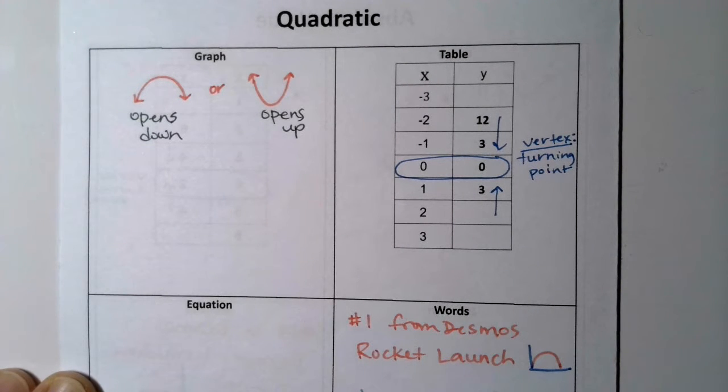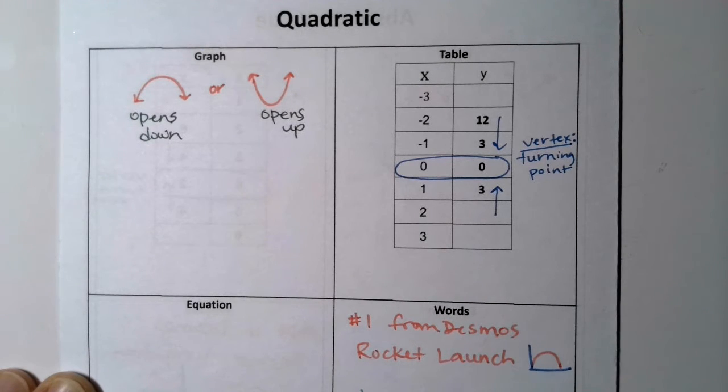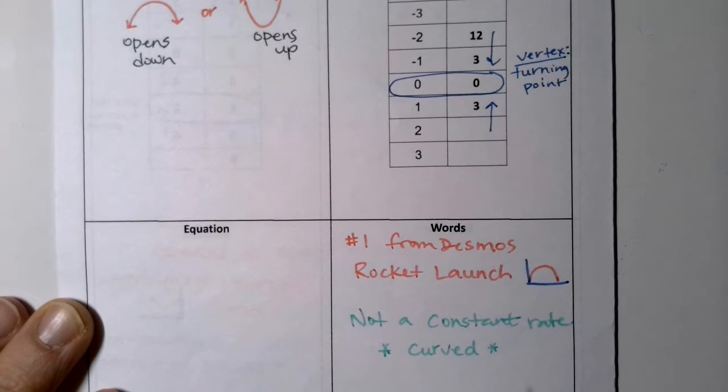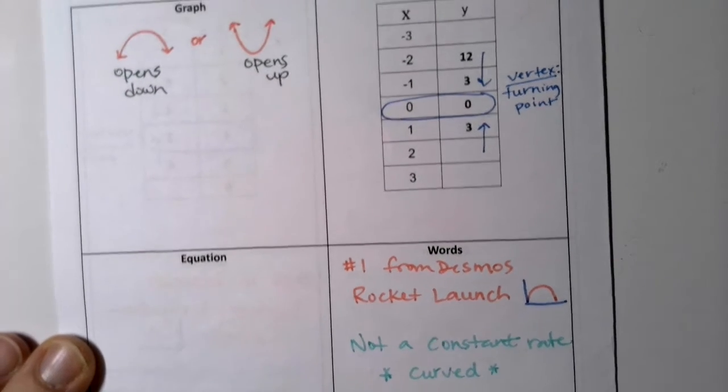In words, we talked about from the beginning of the year that the rocket launch problem is an example of a quadratic function. We looked at some other examples. And it doesn't have a constant rate of change because it's curved. Only a line has a constant rate of change.